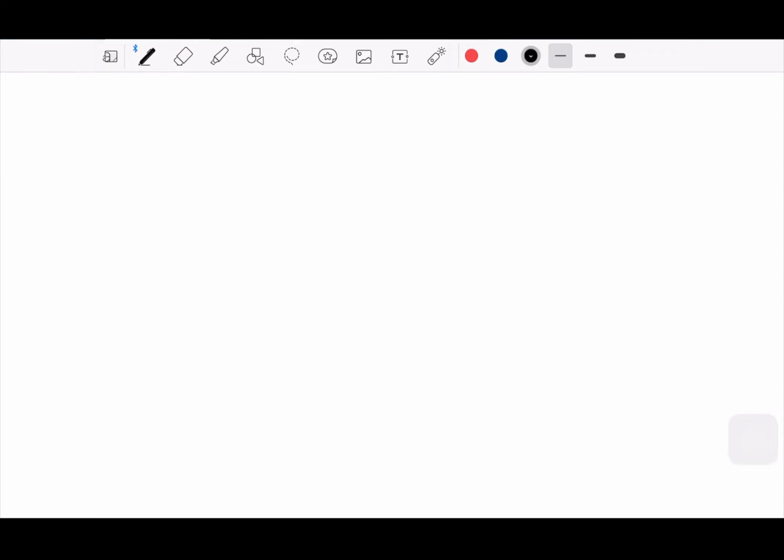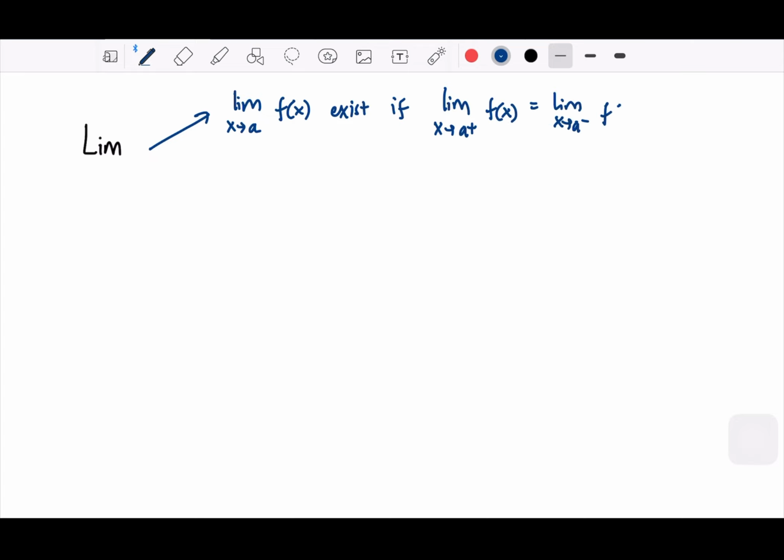Okay, now we start with a limit. Okay, so limit. Some essential concept for limit, so that you can more focus on, is we can say that the limit exists if we have this definition.